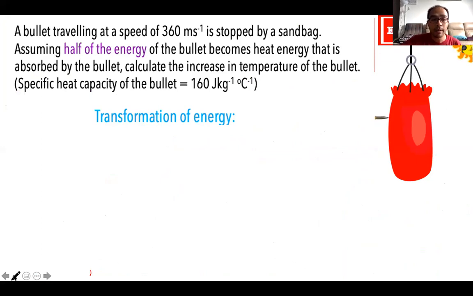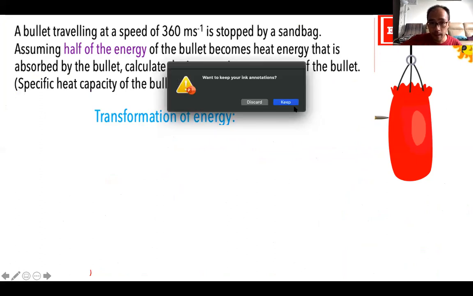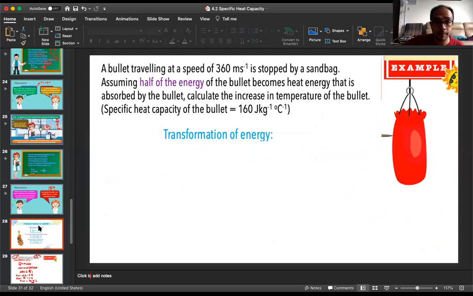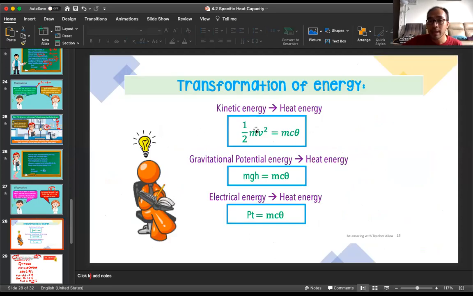Okay, just to recap, when we were talking about transformation of energy, we were looking at this one. Now, this one. Okay, so kalau kinetic energy is half mv squared to mc theta. Kalau gravitational is mgh to mc theta. We have been talking about this for quite some time, which is electrical to heat energy.